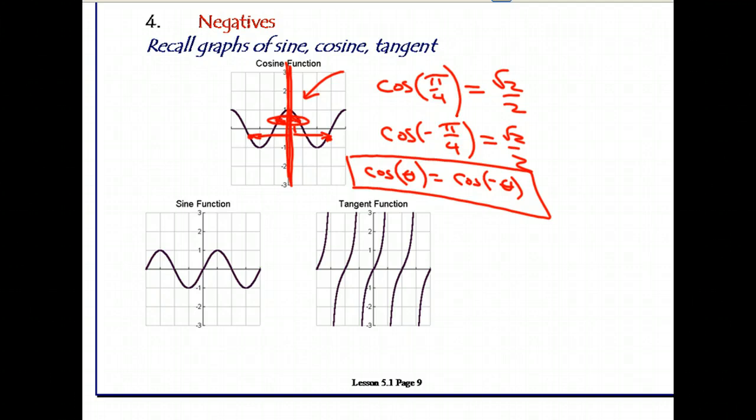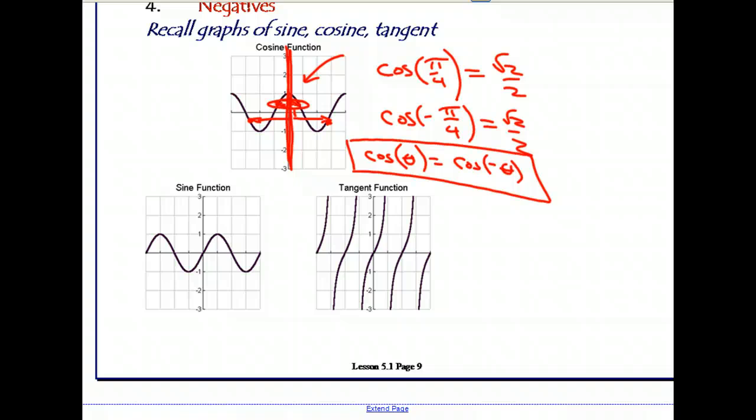So the cosine of theta is the same as the cosine of negative theta. Not true for sines or tangents. Let's scroll that a little bit. For a sine, look what happens when you go to the right. It goes up. When you go to the left, it goes down.